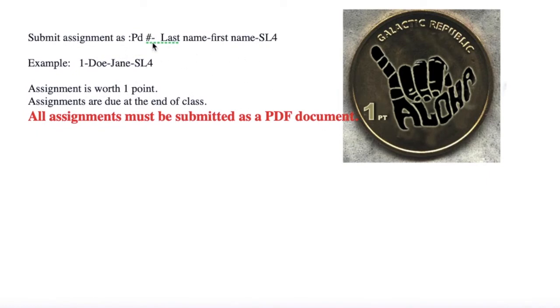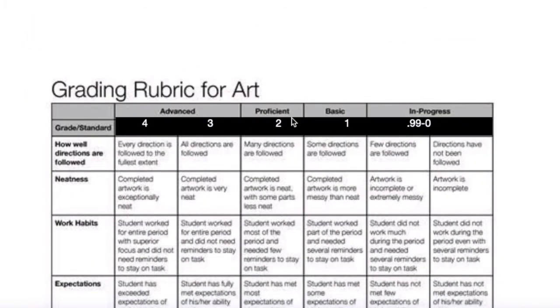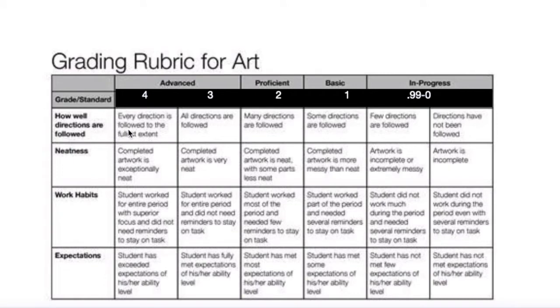Anyway, here we have assignment submission. Submit your assignment as your period number, last name, first name, SL4. Everything needs to be as a PDF document. Here's your grading rubric. Every direction is followed to the fullest extent. Neatness: completed artwork is exceptionally neat. Habits: student worked for the entire period. Expectations: student has exceeded expectations of his or her ability level.